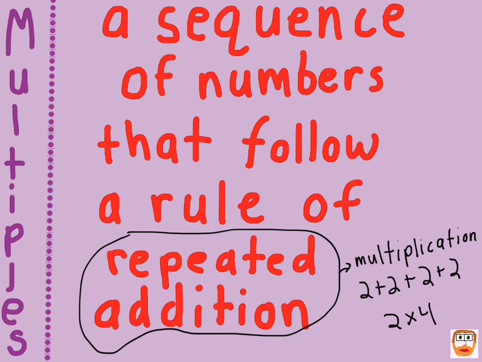Real quick, multiples of 5. 5, 10, 15, 20, 25, 30, 35, 40, 45, 50. It keeps going on and on. One more. Multiples of 10. 10, 20, 30, 40, 50, 60, 70, 80, 90, 100, and you're 100% today.